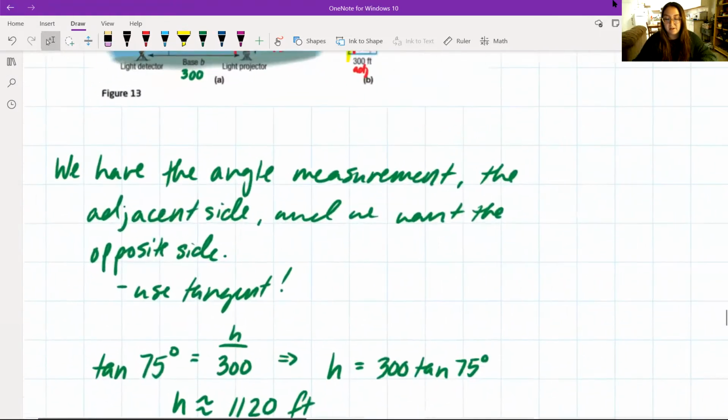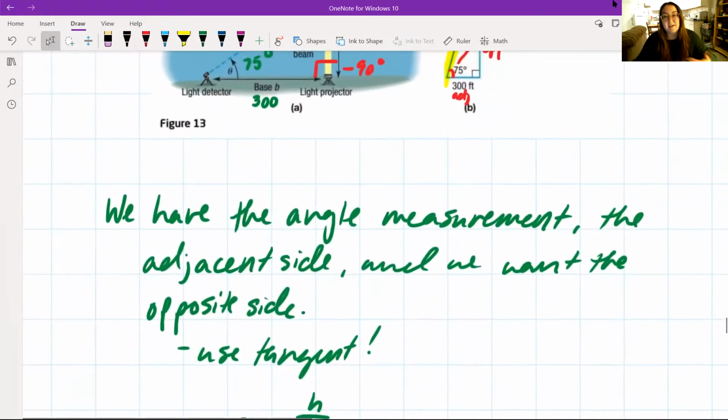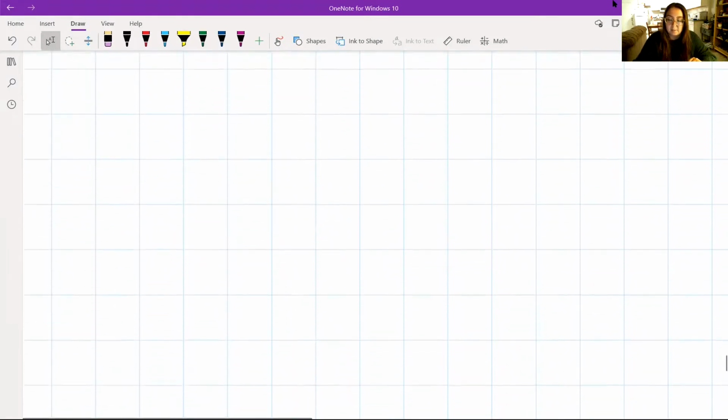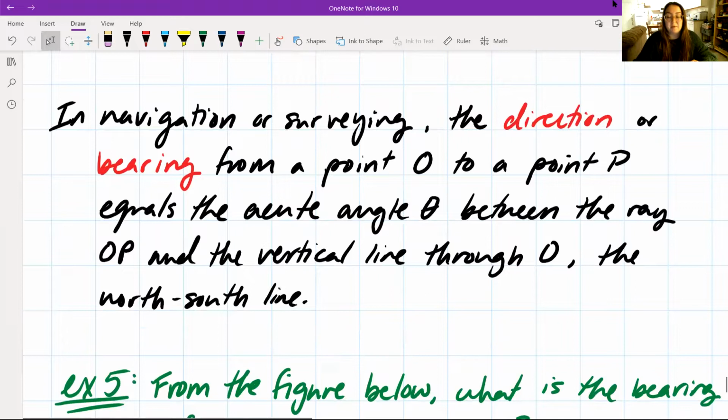And luckily, we only had to find one value. We only had to find the opposite value. We didn't have to find anything else. Quite a bit of room there.